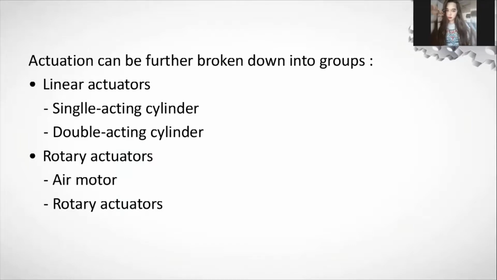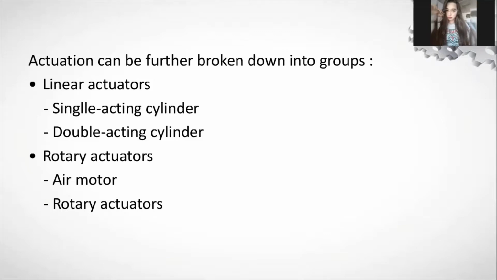Actuation can be further broken into groups. First, linear actuators consist of the single acting cylinder and the double acting cylinder. And rotary actuators consist of the air motor and rotary actuators.